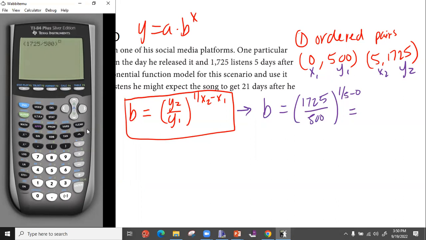Okay, then I'm going to raise it. And now look, when I raise, guys, I get little numbers too. Okay, 1 divided by, and what's 5 minus 0? 5. All right, I'm gonna press enter. What does it tell me that my b value is?